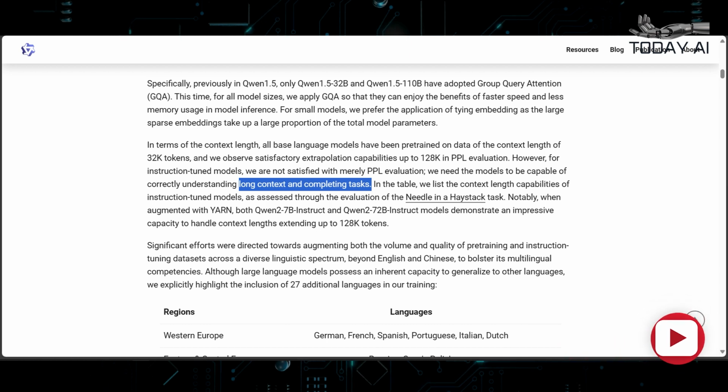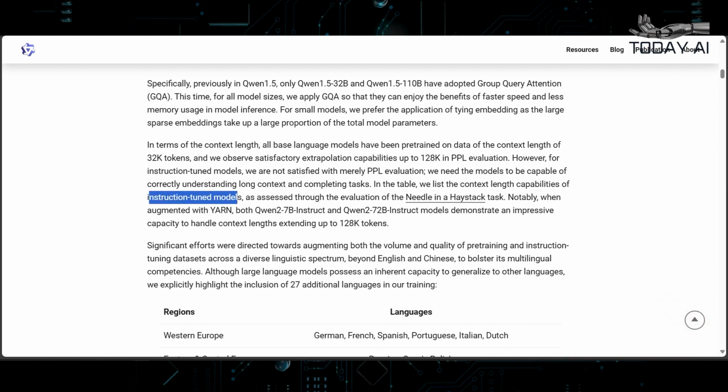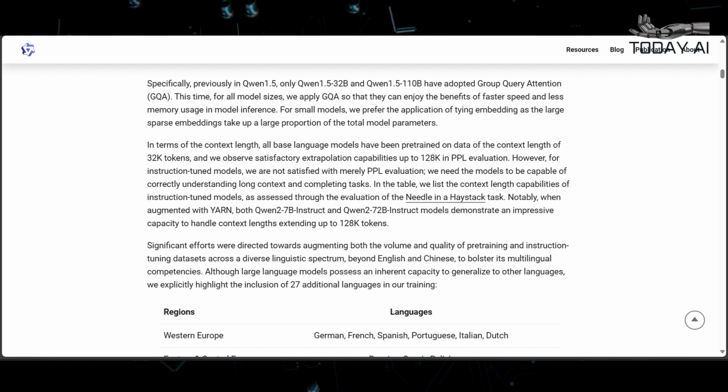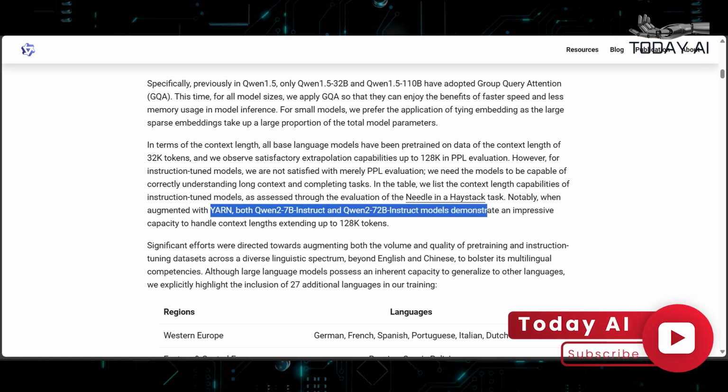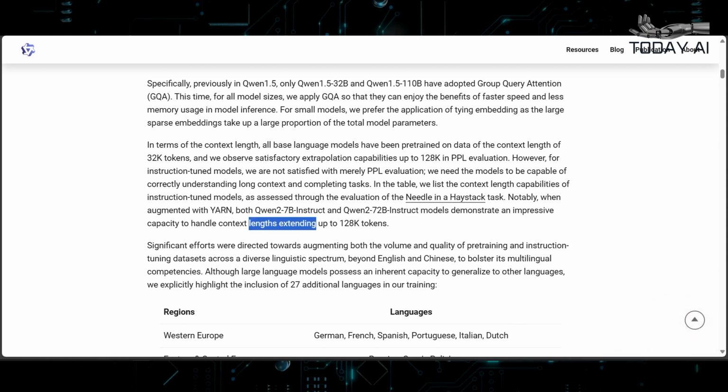In the table, we list the context length capabilities of instruction-tuned models, as assessed through the evaluation of the needle in a haystack task. Notably, when augmented with YaRN, both Qwen 2-7b-Instruct and Qwen 2-72b-Instruct models demonstrate an impressive capacity to handle context lengths extending up to 128K tokens.